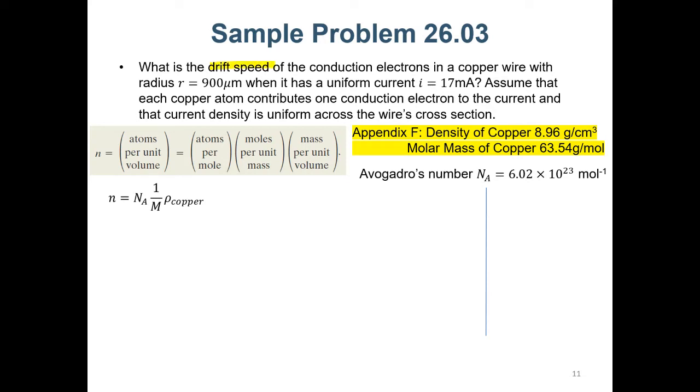So what is the drift speed of the conduction electrons in a copper wire with radius r equals 900 micrometer when it has a uniform current I equals 17 milliampere? Assume that each copper atom contributes one conduction electron to the current, and that current density is uniform across the wire cross-section. So actually, this assumption might not be correct, but we just make this assumption to make things easier.